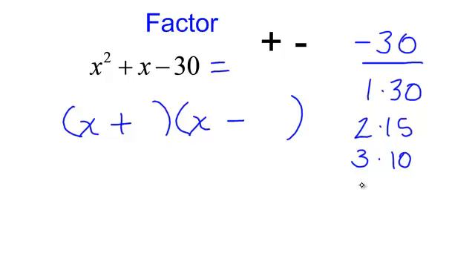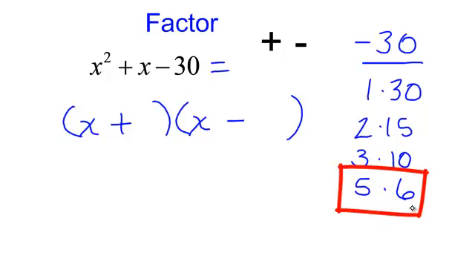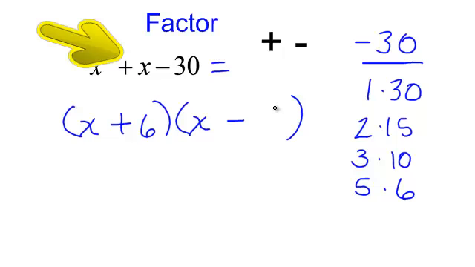4 will not divide evenly into 30. And I have 5 times 6. And if I subtract those, yes, I do get 1. 6 is the largest number here. I want my middle term to be positive, so I will put the largest number by the positive. And you can check this using FOIL and see that you are getting really good at this.